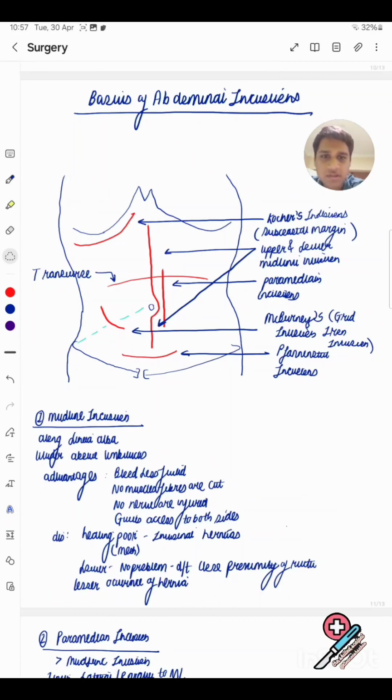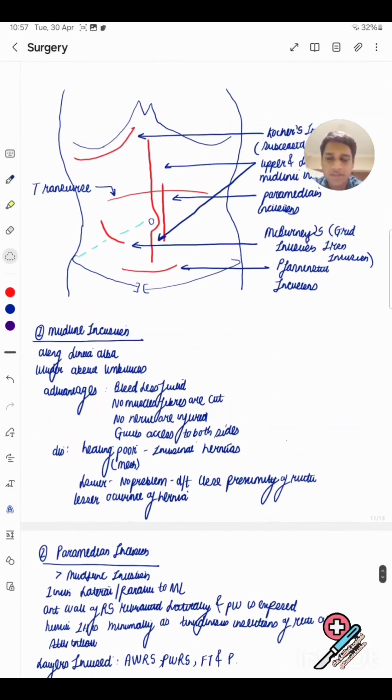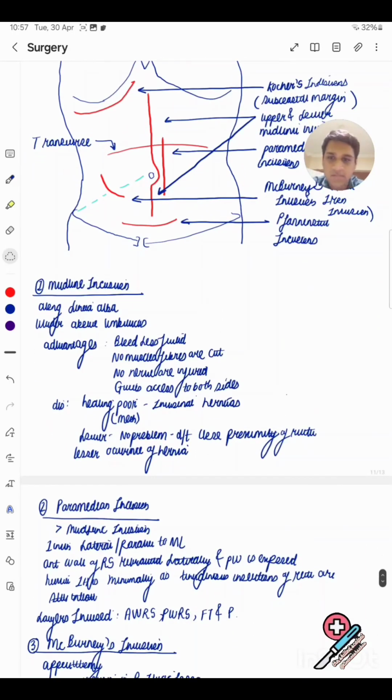Then there is the upper and lower midline incision. Then there is the paramedian incision. There is the transverse incision, the McBurney's incision, also known as the gridiron incision, and the Pfannenstiel incision. First, we'll talk about the midline incision. It is along the linea alba, and it is both above and below the umbilicus.